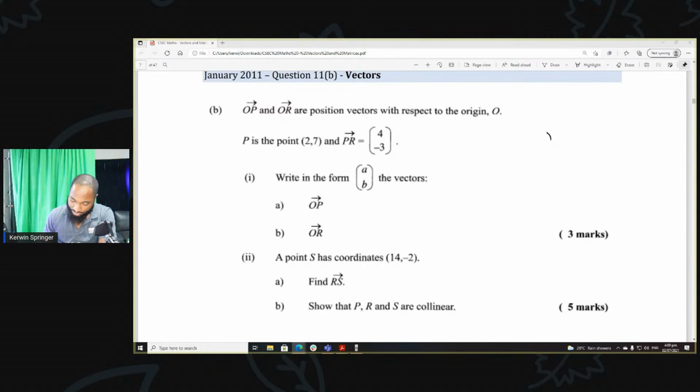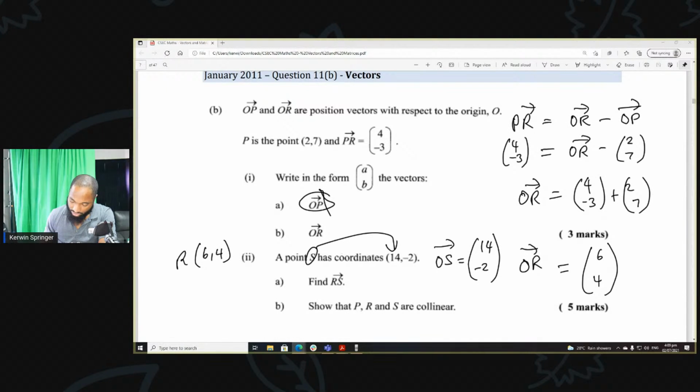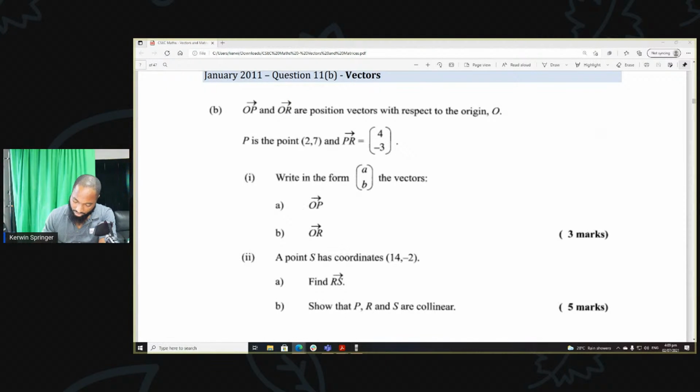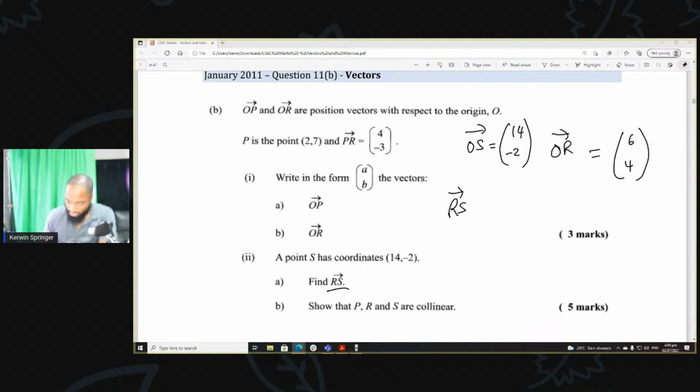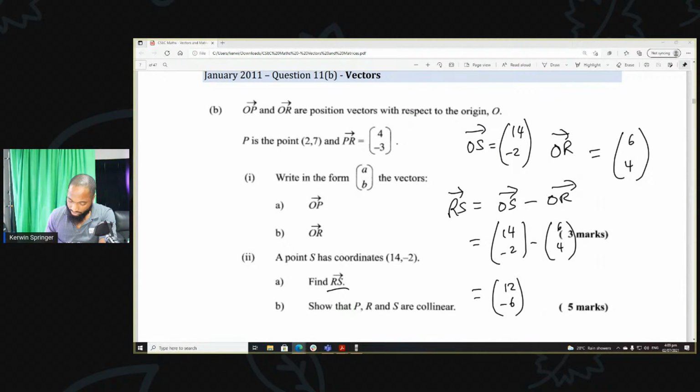Let me write it back up here. So that is OS and OR. If you want to find RS, you do the same triangular thing where you say OS minus OR, and you have (14, -2) minus (6, 4), which gives (12, -6). That's RS. Say in the chat if you're all okay with that.